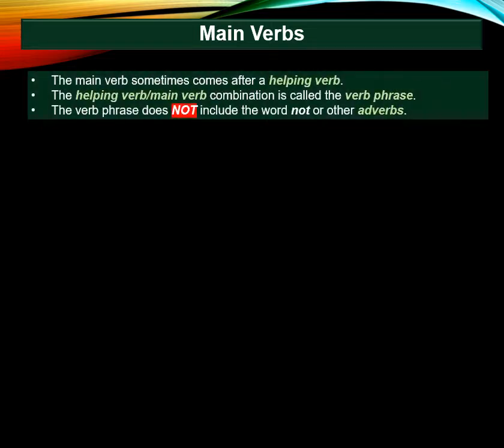Now let's talk about each part a little more specifically. So every clause has a main verb. Every sentence has a main verb. The main verb sometimes comes after a helping verb. The helping verb main verb combination is called the verb phrase. The verb phrase does not include the word not or other adverbs. It's only the helping verb and the main verb.